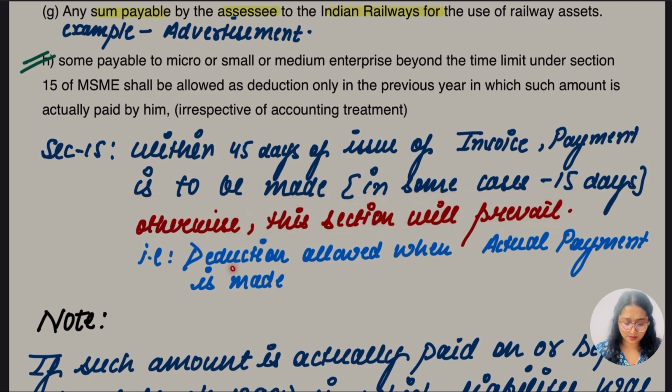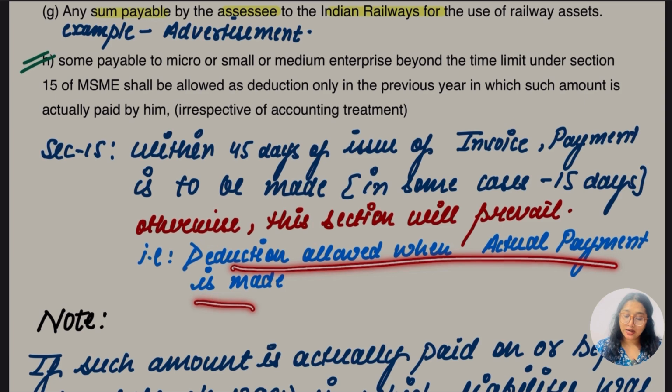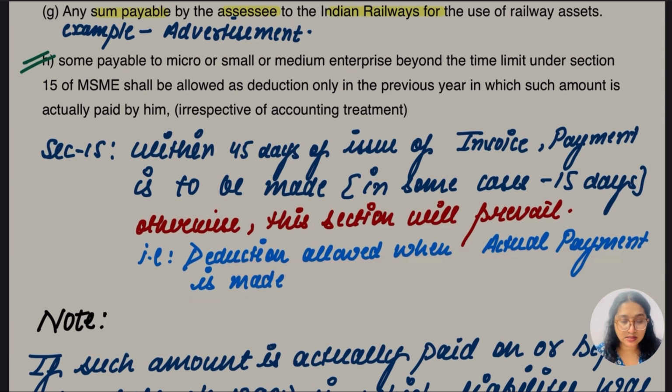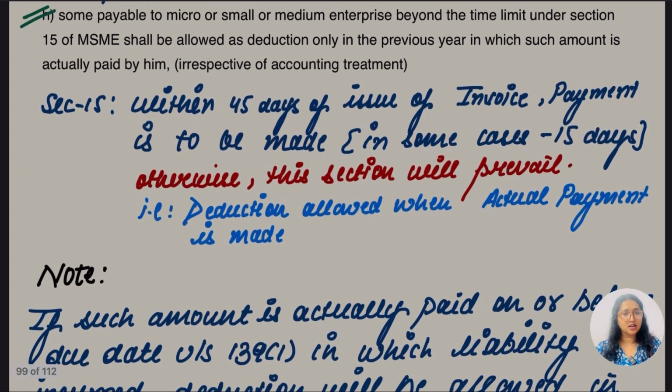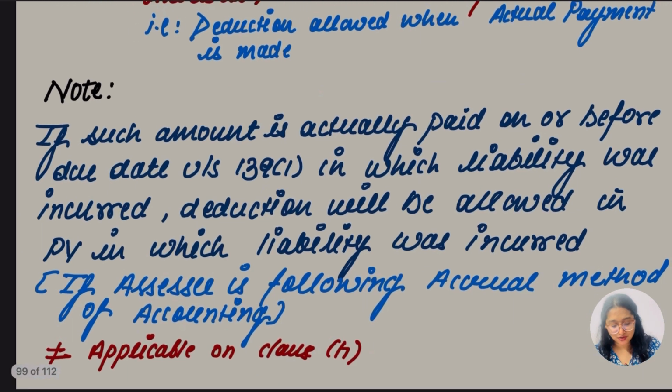Otherwise this section will prevail. Which section? Section 43B. Deduction is allowed when actual payment is done. It is a straightforward point. If the payment is not done within 45 days or 15 days of the issue of invoice, did you understand this much? Then definitely this section is going to prevail here, as the deduction is only going to be allowed to the SSC on an actually paid basis under section 43B. Did you understand this much? Yes, I got it.